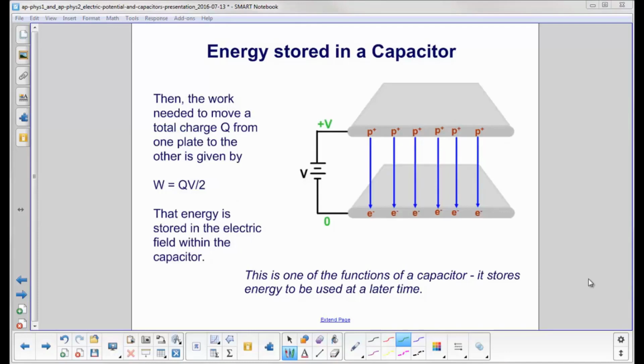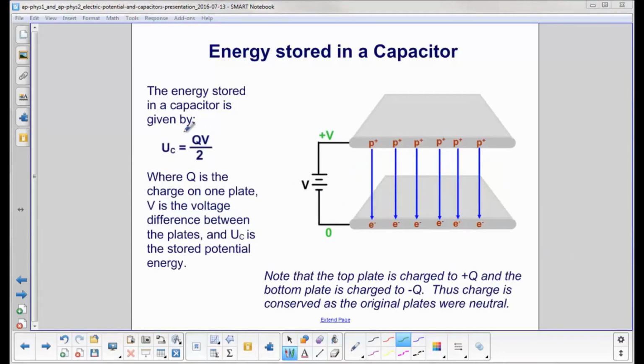If I'm now moving a total charge Q from one plate to the other, work equals QV over 2. That energy is now stored in this electric field that was created by the separation of charges. So that is, as mentioned earlier, one of the functions of a capacitor. It stores energy so you can use it at a later time.